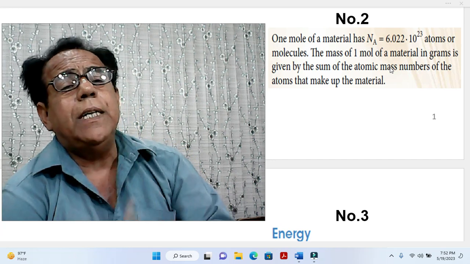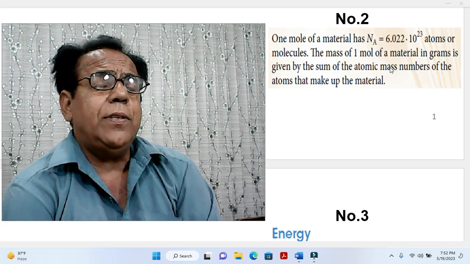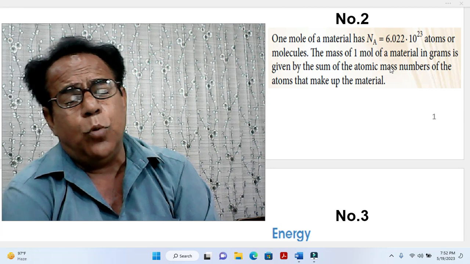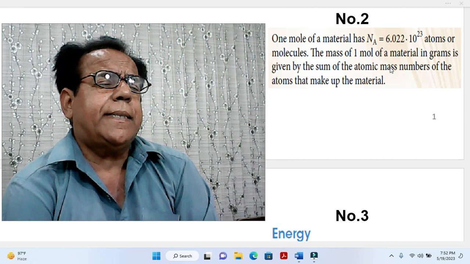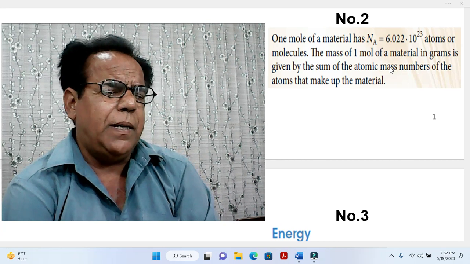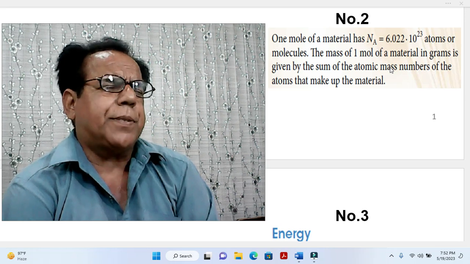This tool deals with mole. The first tool was dealing with Avogadro's number, and we know that Avogadro's number and mole are two indistinguishable, inseparable concepts. Okay.